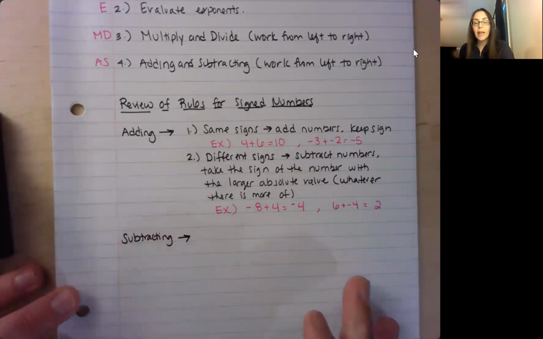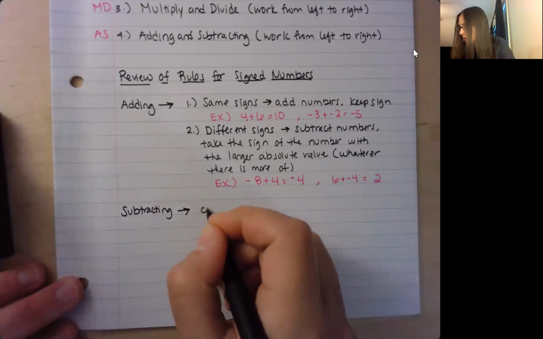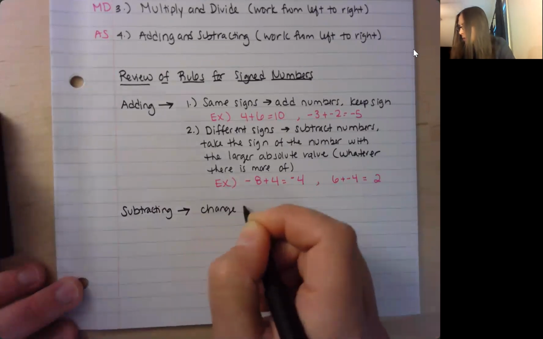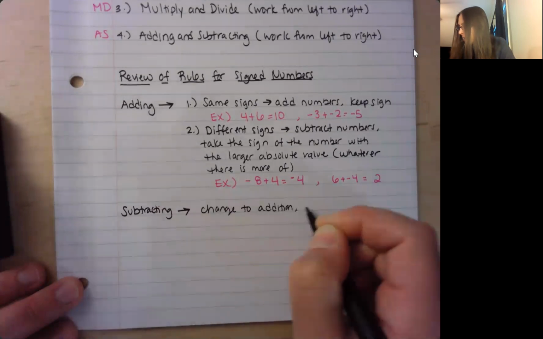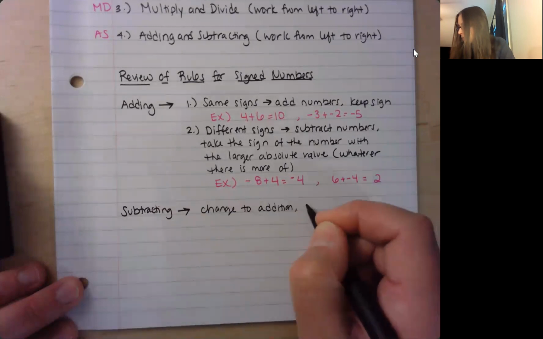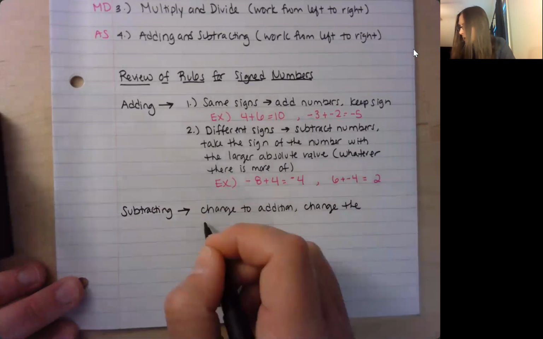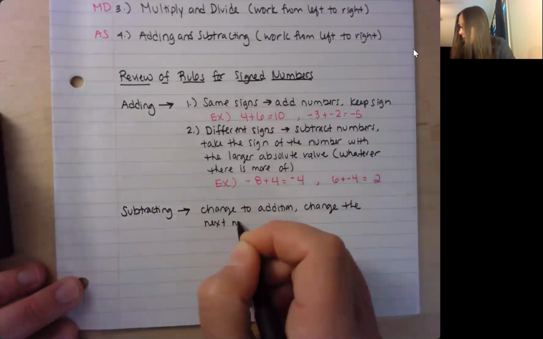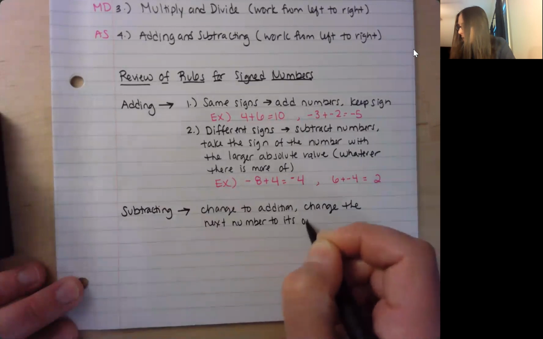Now for subtracting, we didn't actually have any real rules. We changed this to addition, remember. So what we do is we change it to addition and change the next number to its opposite sign.